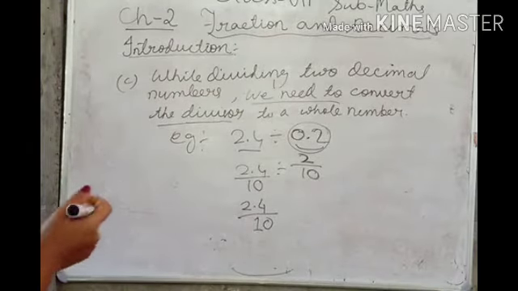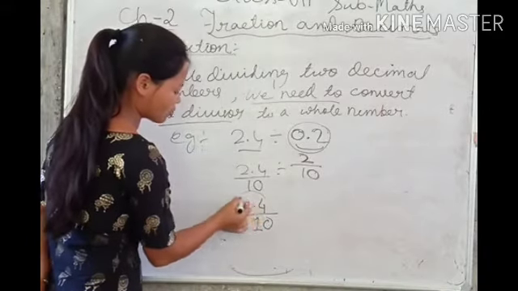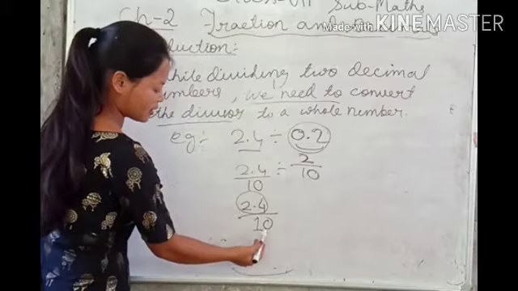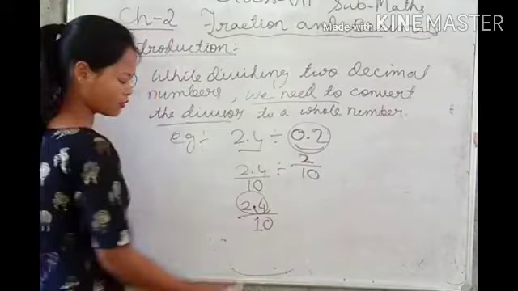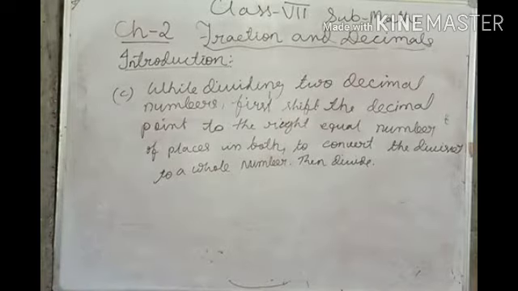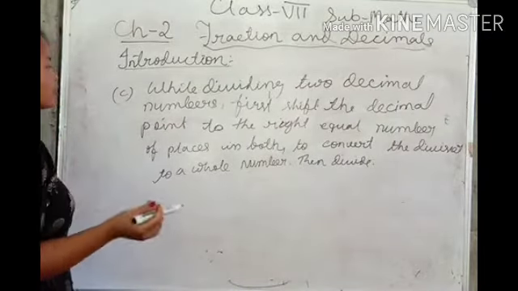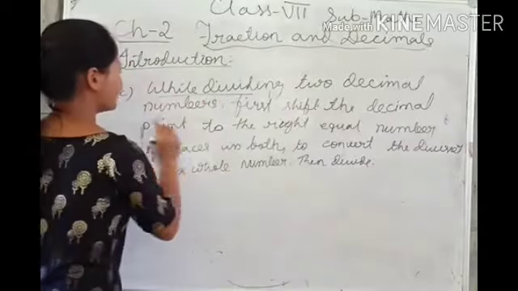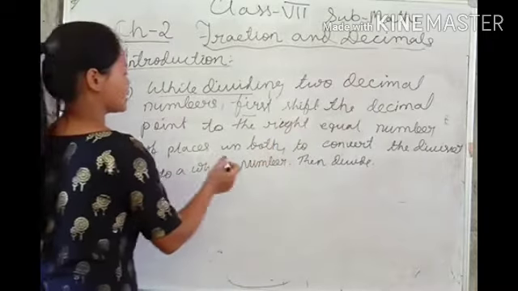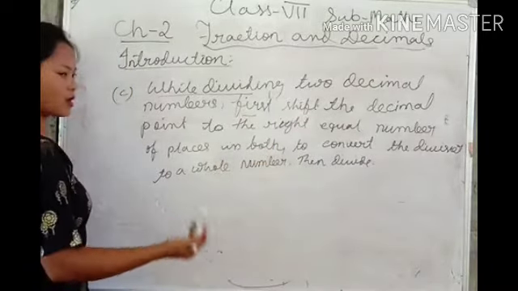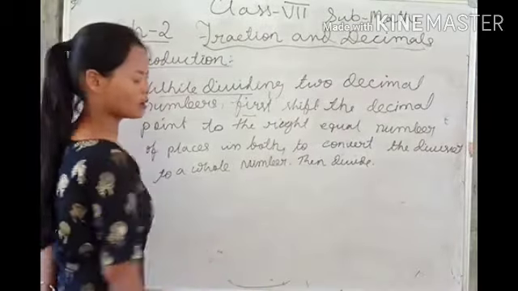We know how to divide a decimal and a whole number, isn't it? We know how to divide 2.4, means how to divide a decimal with 10. This will move this way, isn't it? Now, how to divide two decimal numbers? While dividing two decimal numbers, first shift the decimal point to the right an equal number of places in both the decimals, to convert the divisor to a whole number, then divide.